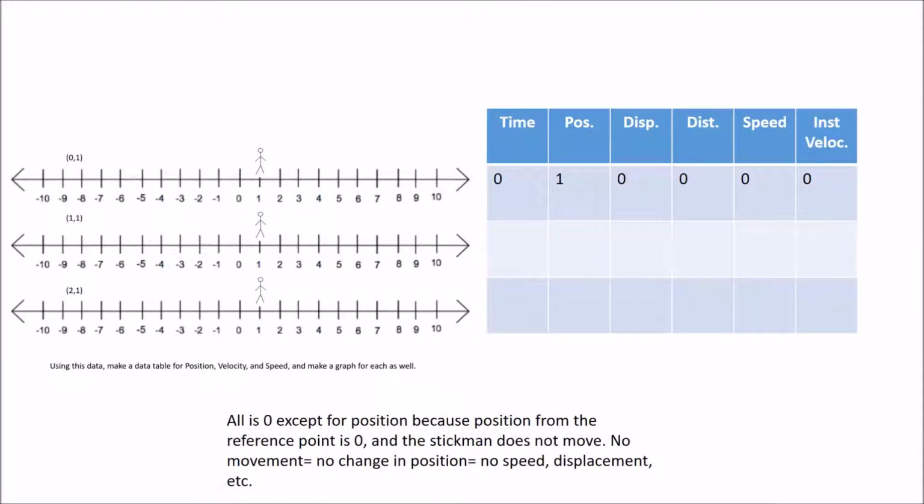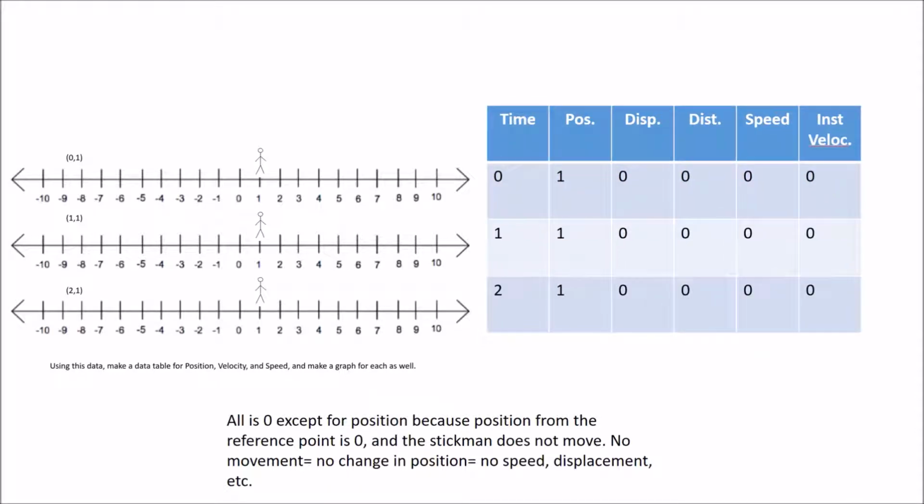Answer. Oh, we know that the points are these, so we can plot those in the time and the position. Now, distance and displacement are based off of the change in position. But as we can see, there's no change in position. So all of those will be zero. Thus, the speed and instantaneous velocities will all be zero because zero divided by anything will be zero or undefined. And as you can see, here are the answers to your quiz.